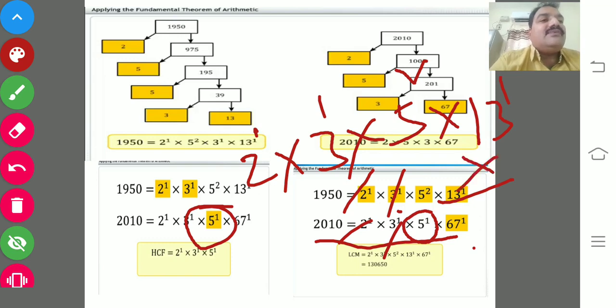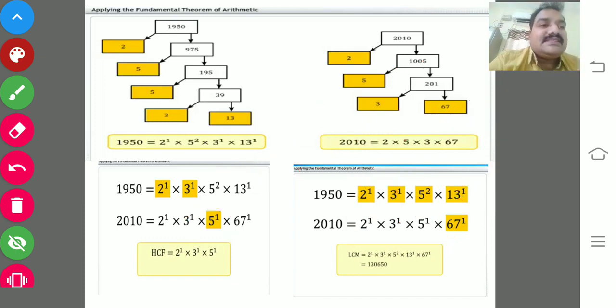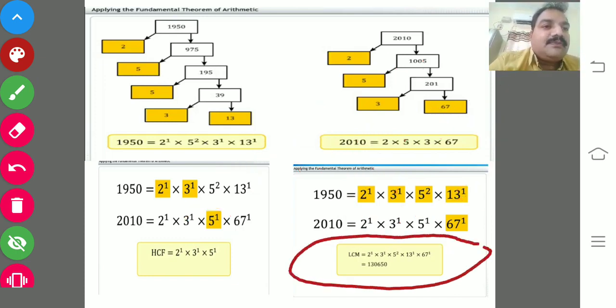And here the final one, 67: in 1950 as a product it is repeated no time, that means 0 times, but here it is repeated one time, so 67 power 1. So that is the LCM. If you observe this box, 2 power 1, 3 power 1, 5 square, 13 power 1, 67 power 1, and multiply all, you will get 1,30,650.